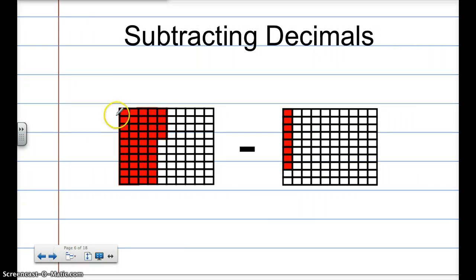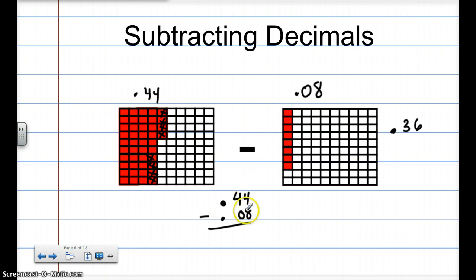Let's see what I have here. Over here, I have 10, 20, 30, 40, 41, 42, 43, 44. 44 hundredths. Over here I have 1, 2, 3, 4, 5, 6, 7, 8. I just have 8 hundredths. No tenths. So, I'm just going to subtract 8. 1, 2, 3, 4, 5, 6, 7, 8. What's left? 10, 20, 30, 31, 32, 33, 34, 35, 36. What's left? 36 hundredths. Now I'm going to line up my decimals to subtract the regular traditional way.